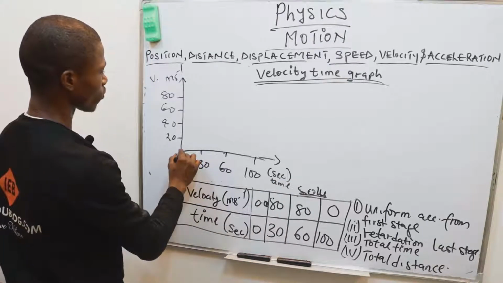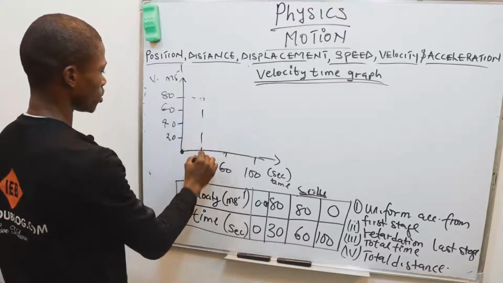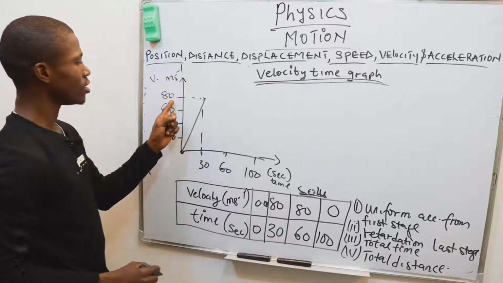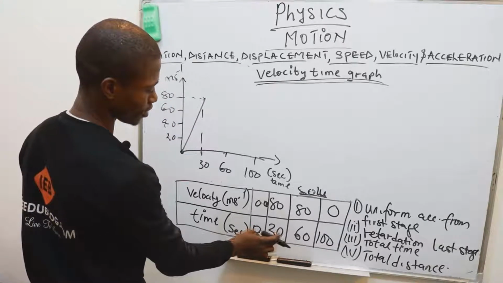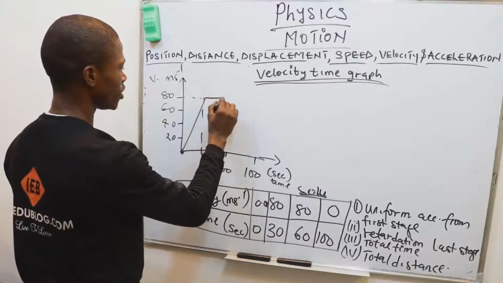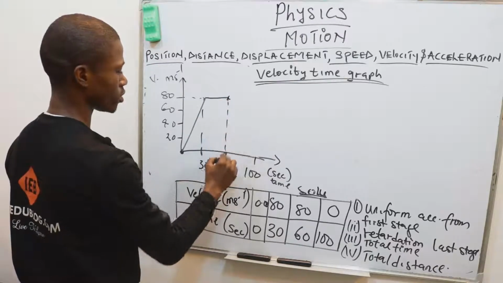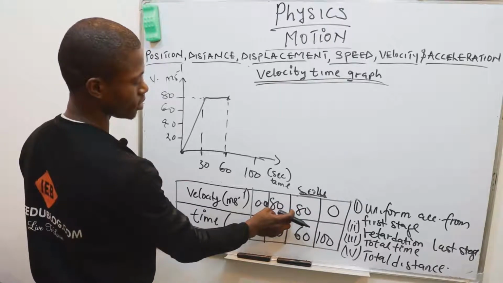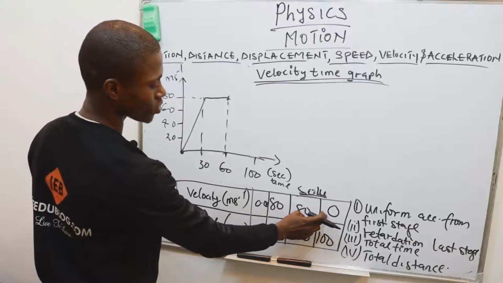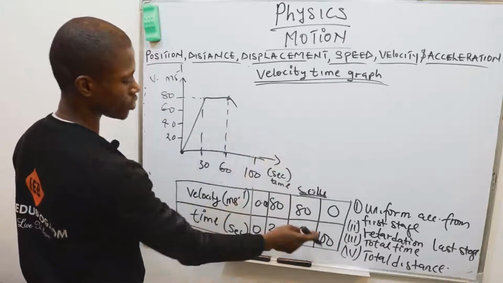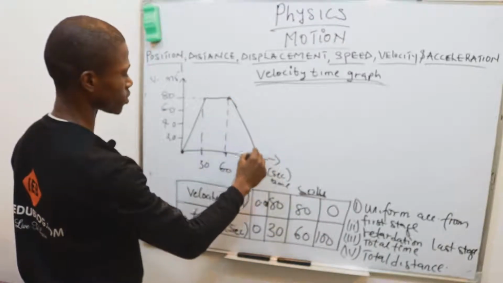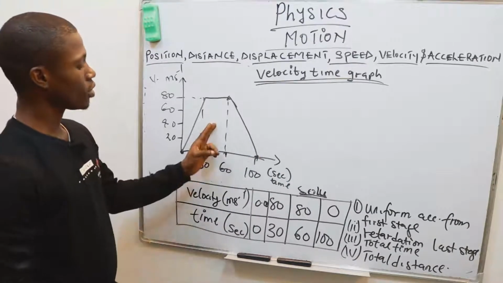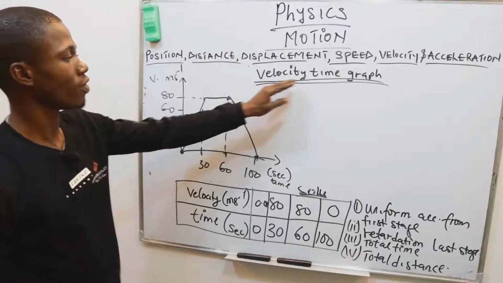It moves from here to here at the first stage. Then it maintains this velocity for another 30 seconds. Do you see? And from this 80 meters per second, it decreased to 0 at 100 seconds. This is our velocity time graph. From here, we have successfully drawn our velocity time graph.